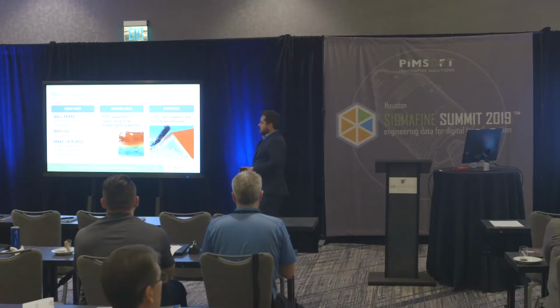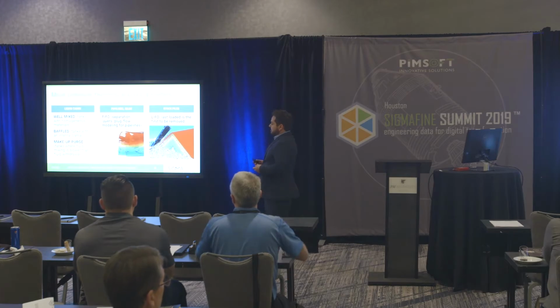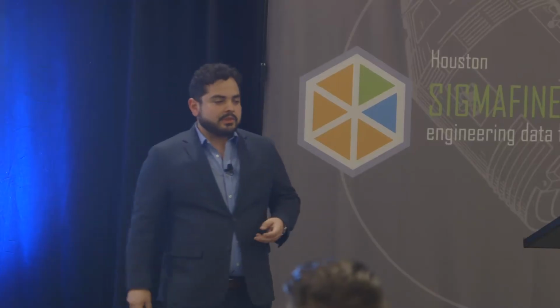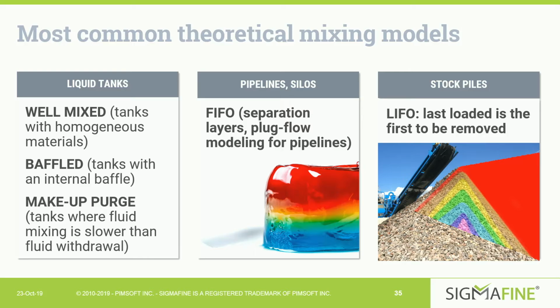Composition tracking applies different mixing models depending on your application. The most common mixing model is the well mix model, which is common for liquid tanks. We also have the first in, first out mixing model, which is pretty standard for pipelines. And we have the last in, first out model, which is common for stockpiles and other solids.